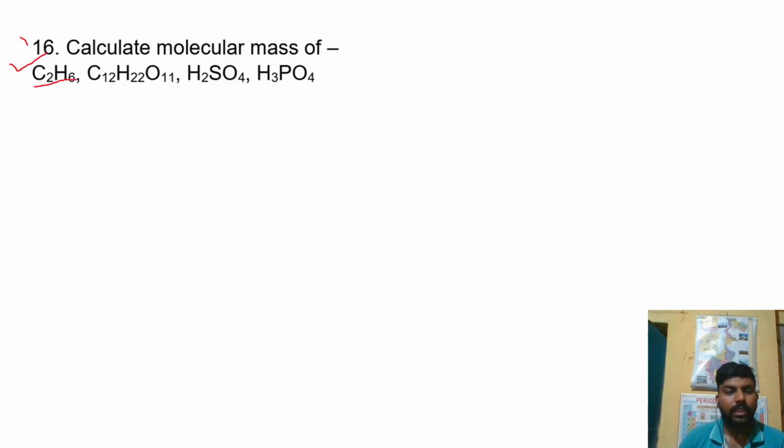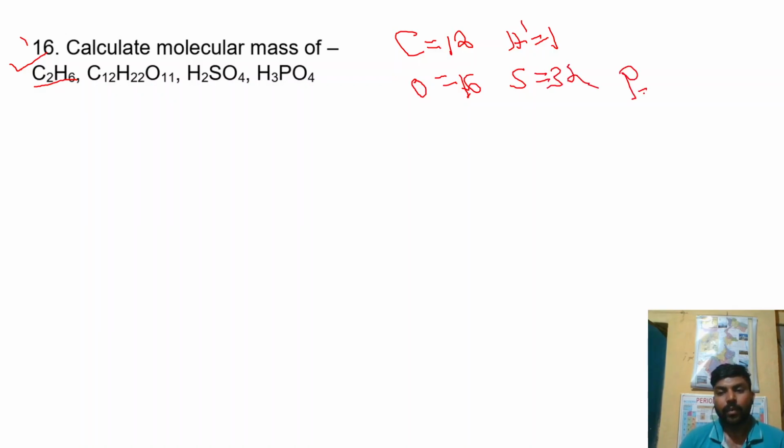This molecule is known as ethane. So here I am just writing that if I talk about carbon, it has atomic mass 12. If I talk about hydrogen, the atomic mass is 1. If I talk about oxygen, the atomic mass is 16. If I talk about sulfur, it has atomic mass 32. And if I talk about phosphorus, it has mass 31.